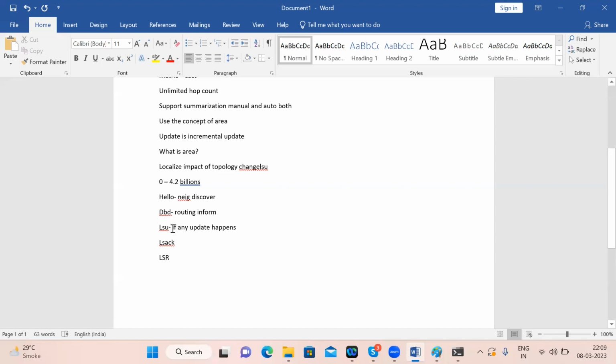Okay, so that is exchanged with the help of what? Link state update. Your neighbor router will acknowledge with a link state acknowledgement packet. If any information is missed out, your neighbor router will send you a request with a link state request packet.